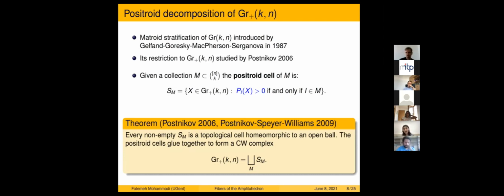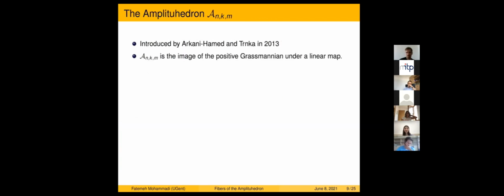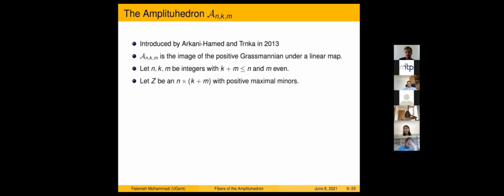Now let me formally define the amplituhedron. The amplituhedron is the image of the positive Grassmannian under a linear map. To define it we need three parameters n, k, m, and a matrix Z, which is an n times (k+m) matrix with positive maximal minors.